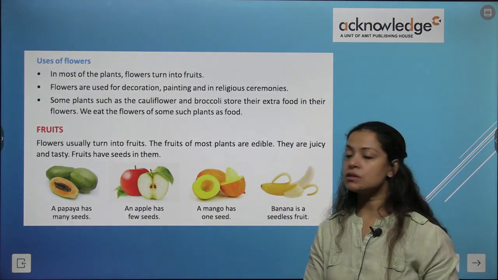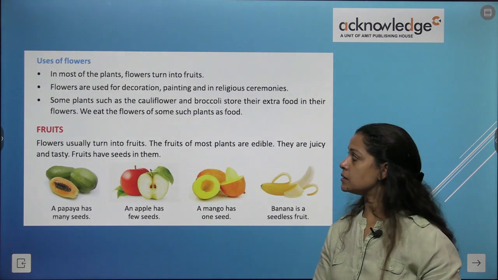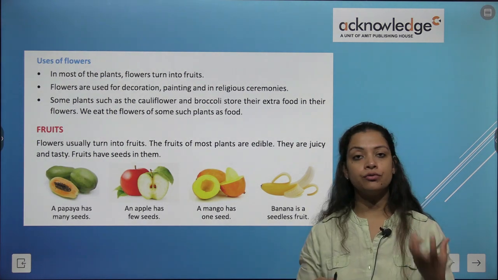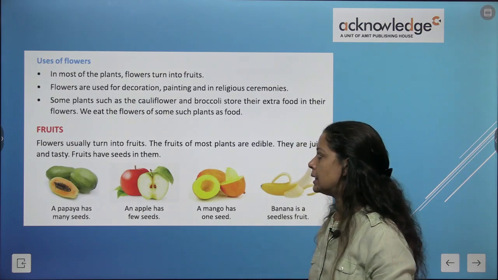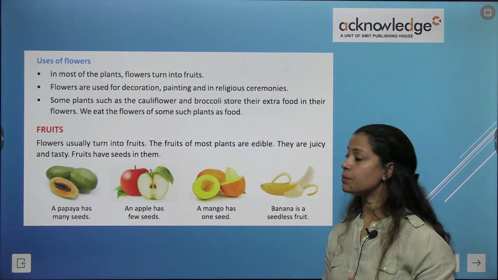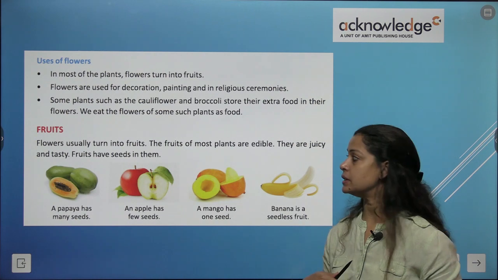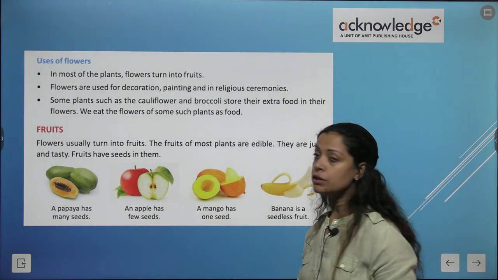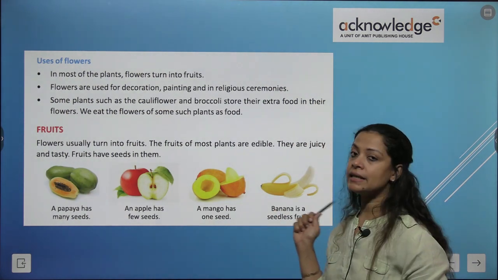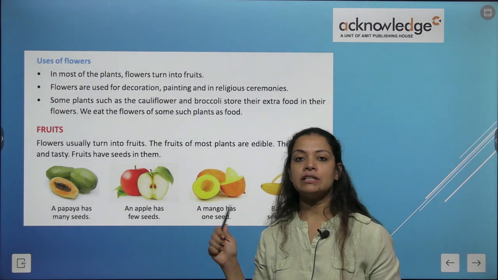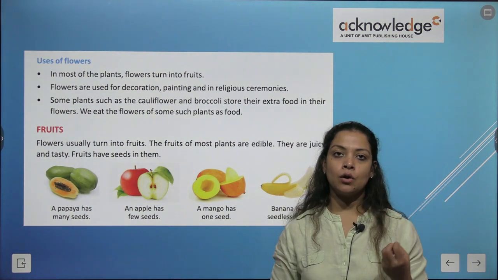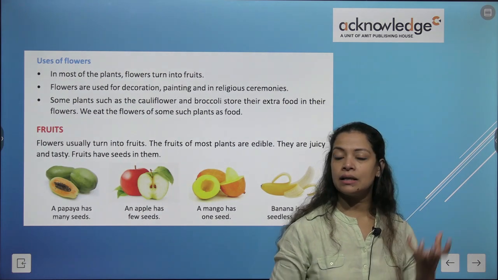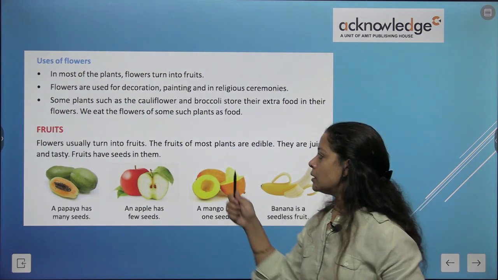Now, what are uses of flowers? In most of the plants, flowers turn into fruits. तो कुछ plants में flower ही fruits में बदल जाता है. Flowers are used for decoration, painting, and religious ceremonies. Some plants, such as cauliflower and broccoli, store their extra food in them, and we eat them as flowers. So basically हम cauliflower और broccoli का क्या खाते हैं? हम flower खाते हैं.